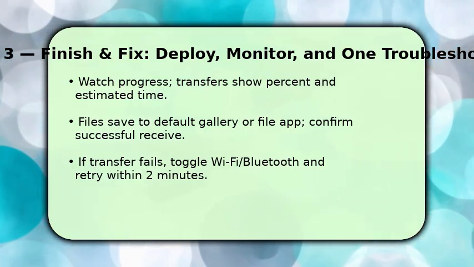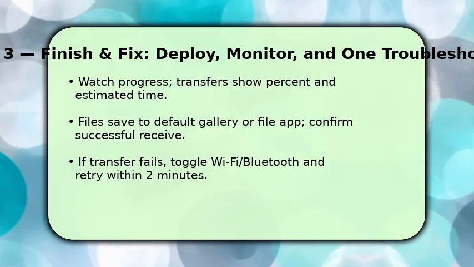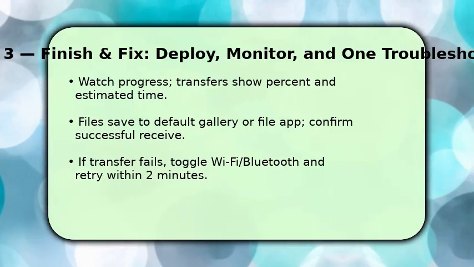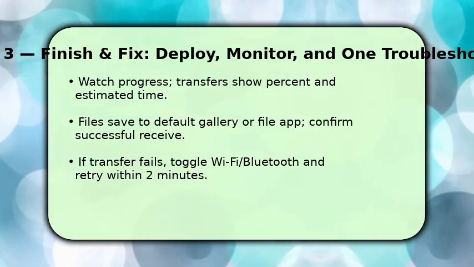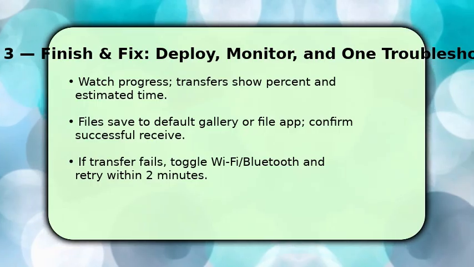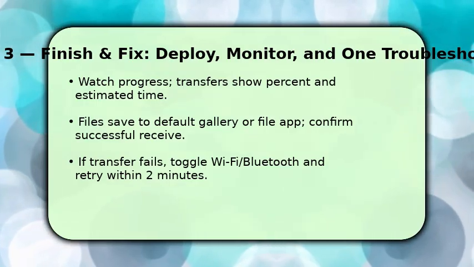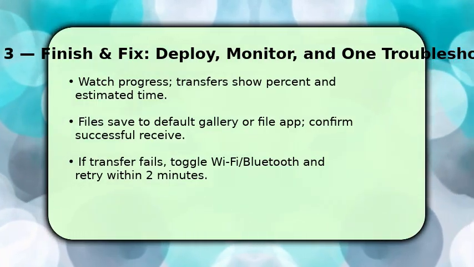If a transfer fails, first toggle Wi-Fi and Bluetooth off and on, then retry. This often resets the connection. If problems persist, restart Quick Share or reboot the phones and try again within 2 minutes to keep discovery active.